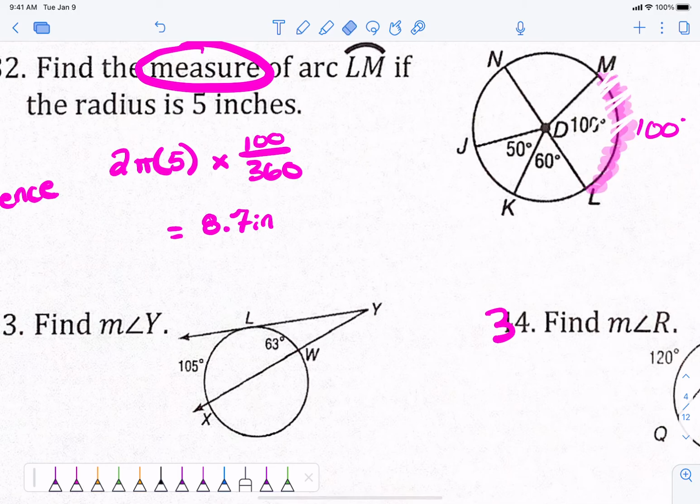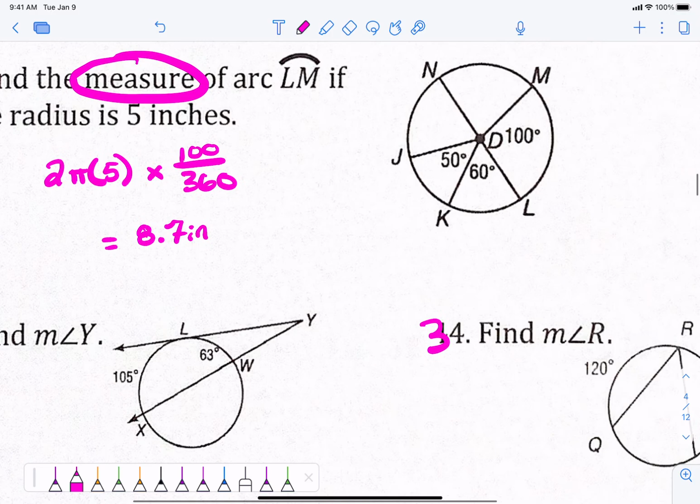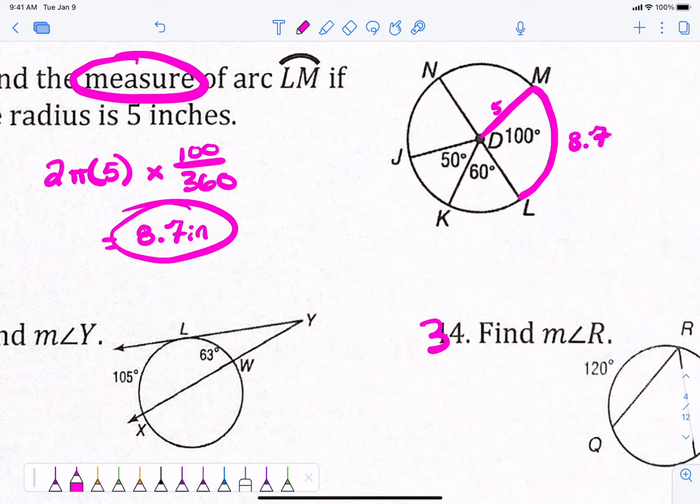All right, I'm going to go back over in my diagram and see how reasonable that sounds. What's the radius again? 5. So this length right here, from here to here, is 5. Does it make sense that from here to here is 8.7? Does that look bigger than 5? Yeah. I mean, it's bent, but 8.7 seems like a reasonable answer. Okay, 8.7 inches. Good?